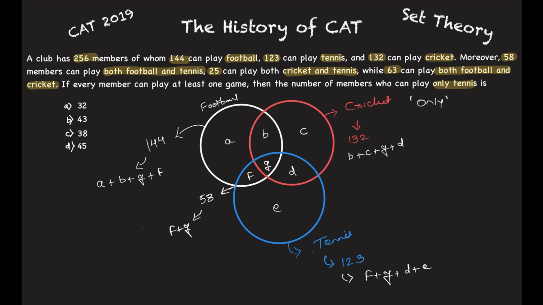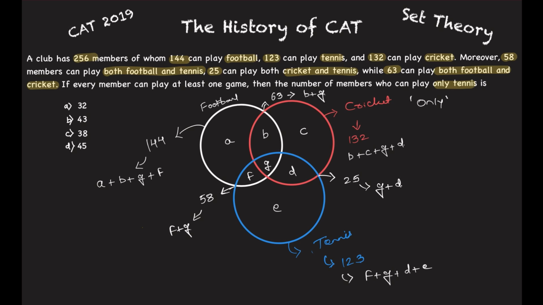Then 25 can play cricket and tennis. So cricket and tennis will be this part, which is 25, which is nothing but G plus D, given to me here. And the last part, 63 can play football and cricket. So 63, which is this. 63 can play football and cricket, which means B plus G.